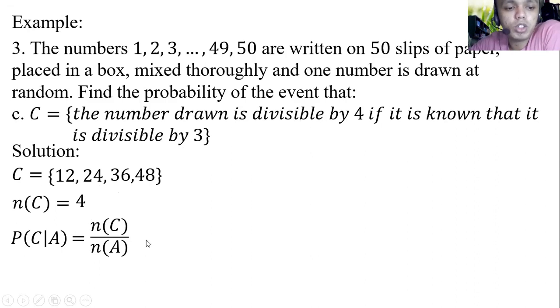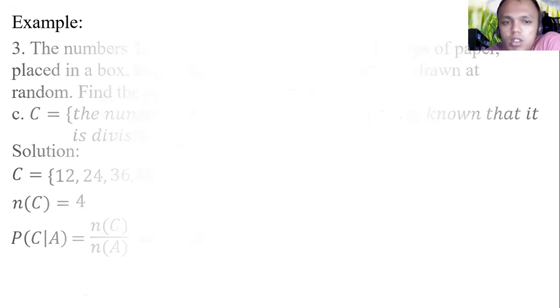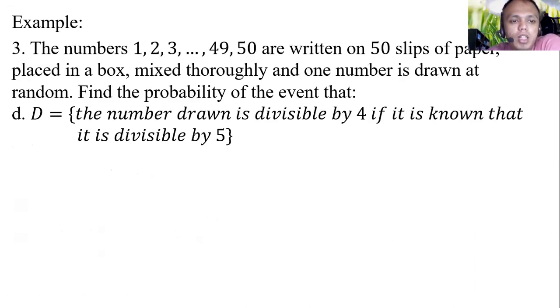So here, substitute your event C to the number of events for C, no? And then for your A naman is 16. So we have 4 over 16, or in lowest terms, we have 1/4. Okay? Next, letter D naman. What is the probability, no?